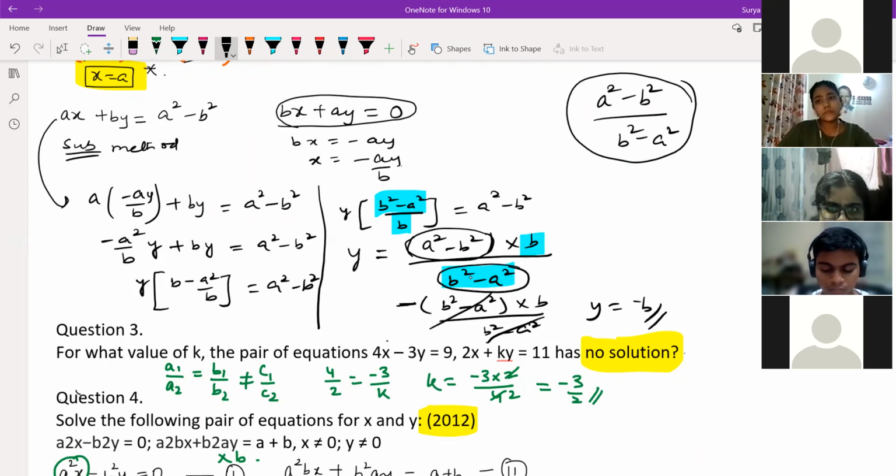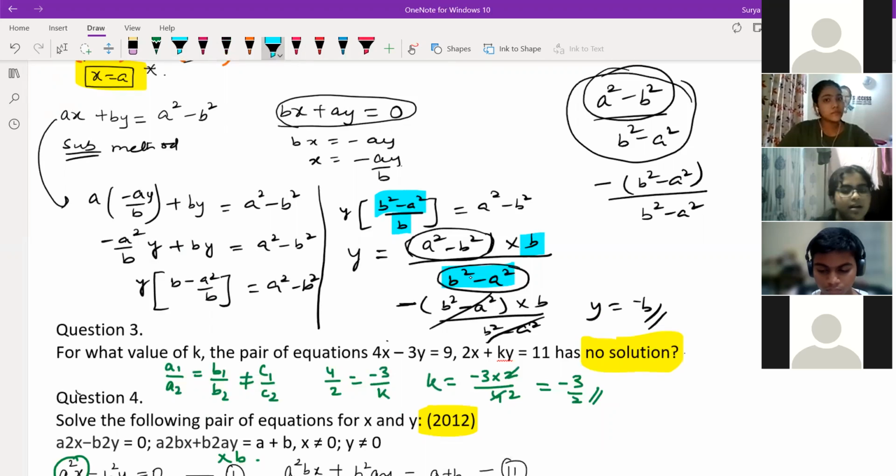So here you might not be understanding what I am doing. What I did is this a square minus b square, I wrote it in this form: b square minus a square, divided by this only. So the numerator part can be written like this. This is very important, children. If you didn't understand, you can't move further.